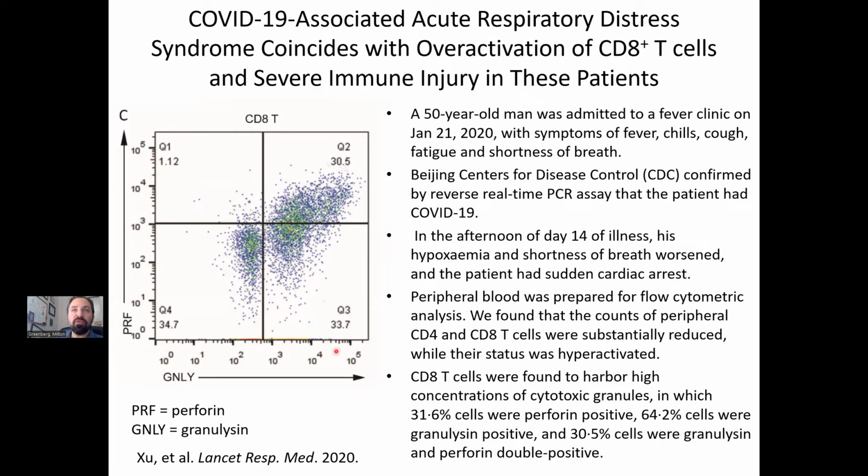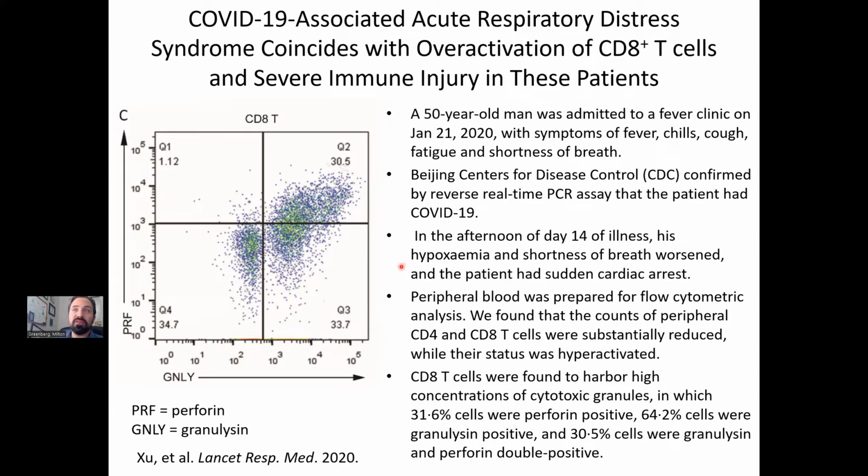So this is a flow cytometry plot. In here you can see that this is a flow cytometry plot gated on CD8 positive T cells. And all of these cells express a lot of perforin, a lot of granulysin as well. Specifically, this is a case study of a 50-year-old man who presented early in the pandemic in January with symptoms consistent with COVID-19. Diagnostic tests were consistent with COVID-19 as well.